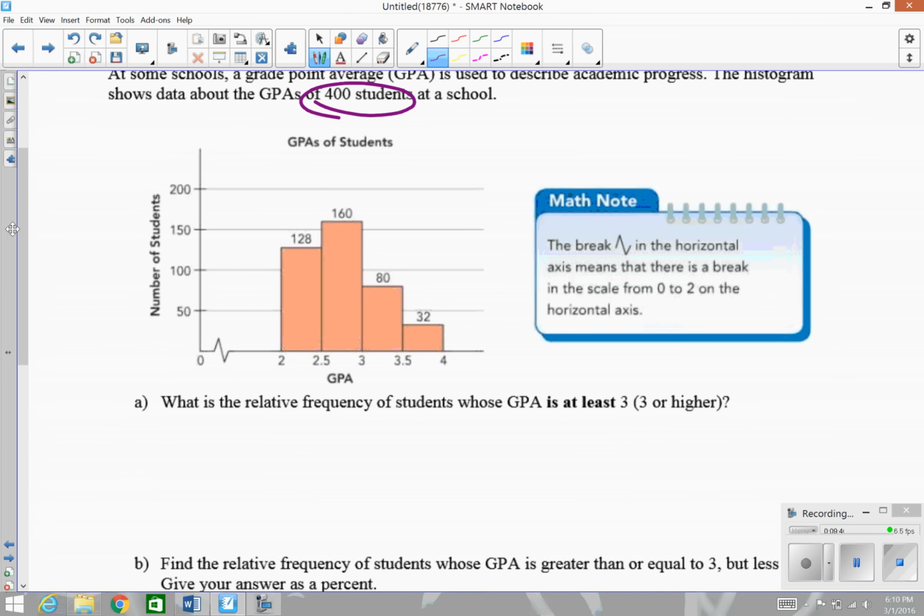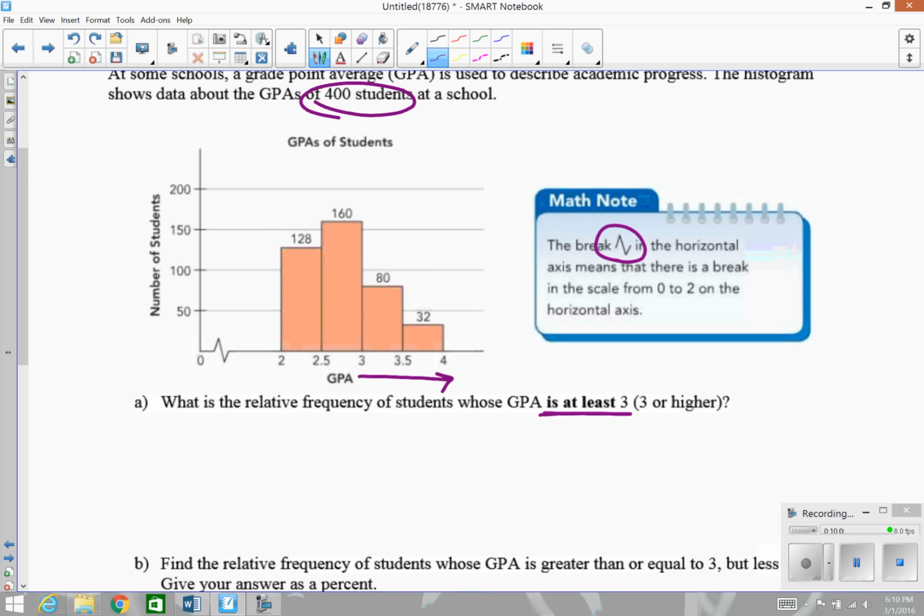So part A says, what is the relative frequency of students whose GPA is at least 3? Then we know that means 3 or higher. So we're looking at these. Now when I look at this graph, you see this break. That just tells us that we're skipping from 0 to 2, so we don't waste any space. And now we can read these different ranges. 2 to 2.5, 2.5 to 3, 3 to 3.5, 3.5 to 4.